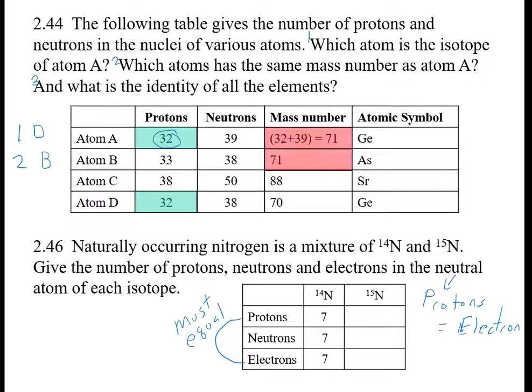For nitrogen 15, because it's still nitrogen, it has 7 protons. But now I take the 15 minus 7, which is 8 neutrons. And again, because it's neutral, the electrons have to equal the protons, so it's back to 7. And that is the end of the video for section 2.3.